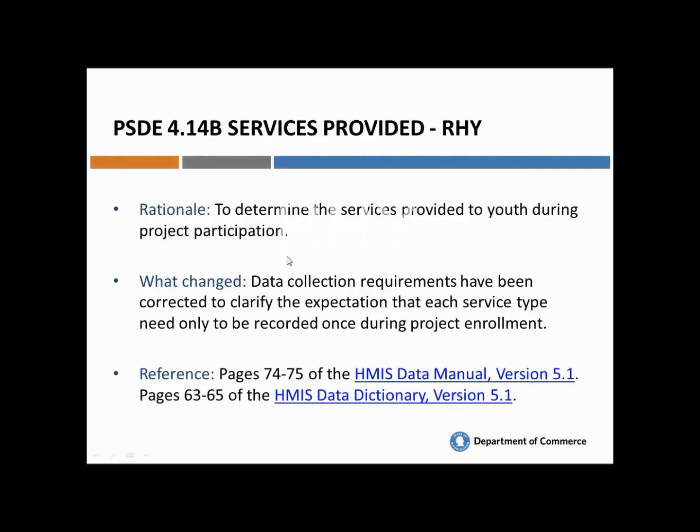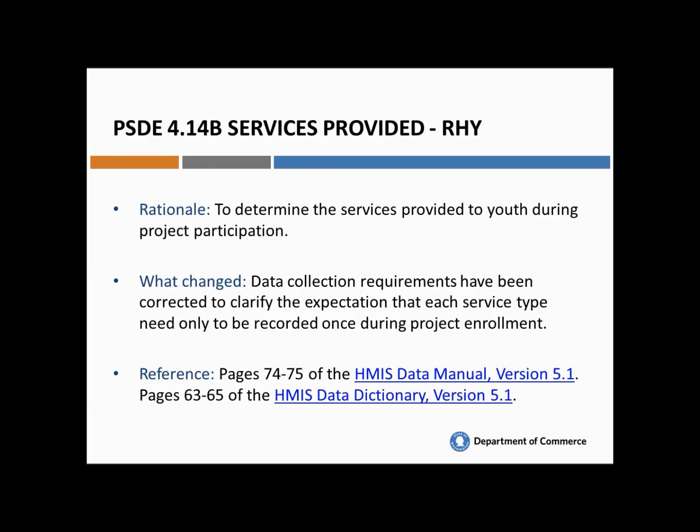All right, now we're getting into RHY. 4.41B, services provided, RHY. And this is actually a really good change. Requirements have been corrected to clarify that each service type need only be recorded once during project enrollment. So for RHY services provided, you're providing a service to a youth. Let me think of a terrible example that will probably be totally wrong, but I don't want to go through the data dictionary. Just a case management service, just a generic service. You don't have to enter that every single time you provide that service to that youth. Entering it once is good.